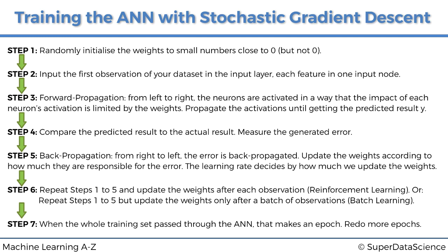Alright, and now what is going to be the second additional argument? Well, to find it, we need to look at step 7, because indeed in step 7 there is this notion of epoch, and an epoch is basically a round when the whole training set passed through the ANN, and in reality training the ANN consists of applying steps 1 to 6 over many epochs. So the second additional argument that we're going to input here is going to be the number of epochs.